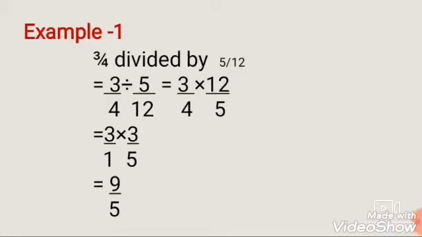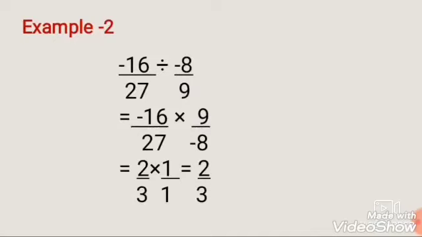So we already know 4 and 12 have a common factor of 4. So we get 3 into 3 divided by 1 into 5. So the answer is 9 by 5. Next we move on to the next example.